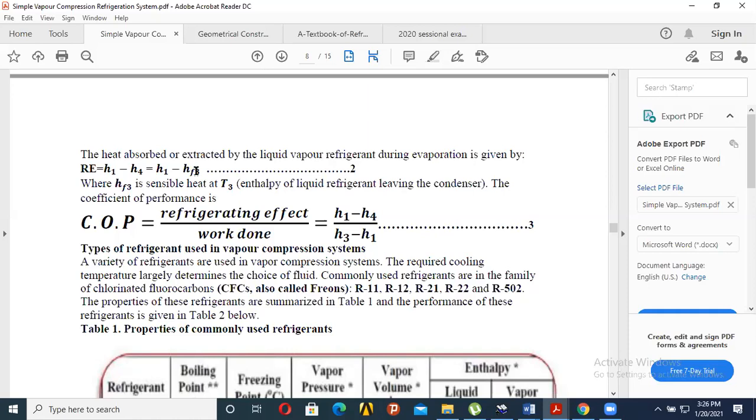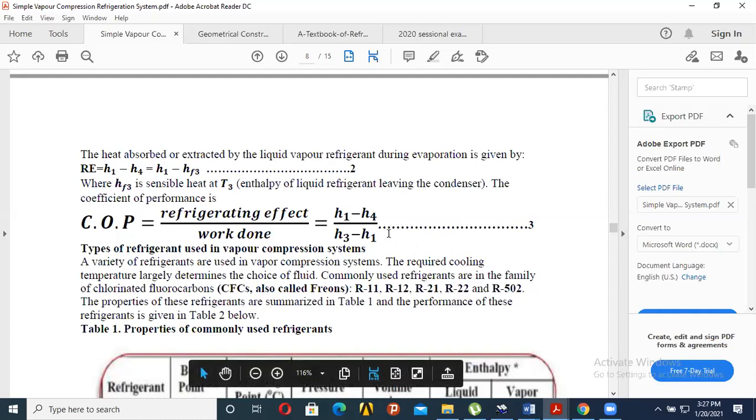Now to find the efficiency, or the coefficient of performance, you need to compare what you have removed against the work done to achieve the removal. So it is the refrigeration effect against the work done. That will give you the COP.